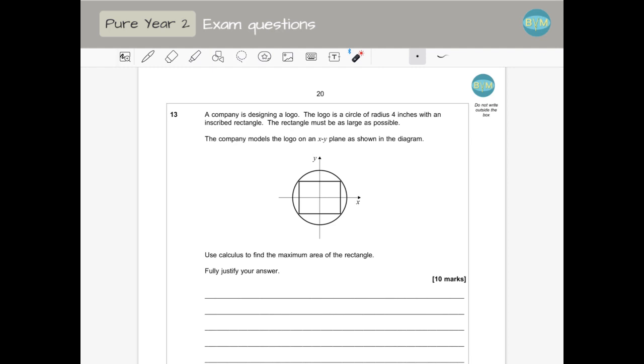Hello, this is question 13 on your June 2018 paper 1 from AQA. It's a differentiation question, and you have a company designing a logo. The logo is a circle of radius 4 inches with an inscribed rectangle. The rectangle must be as large as possible, and the company models the logo on an XY plane, like in this diagram. Use calculus to find the maximum area of the rectangle.